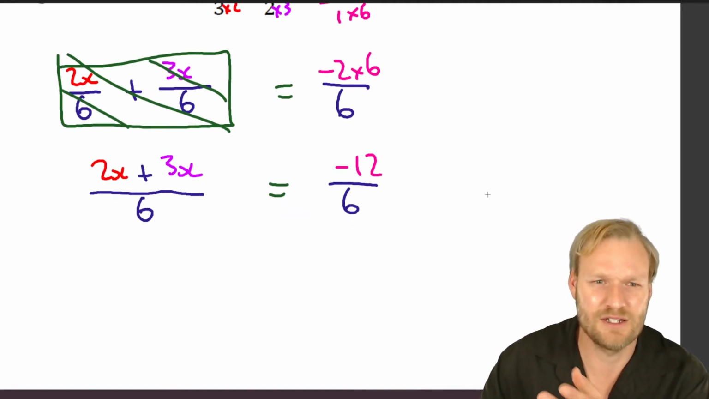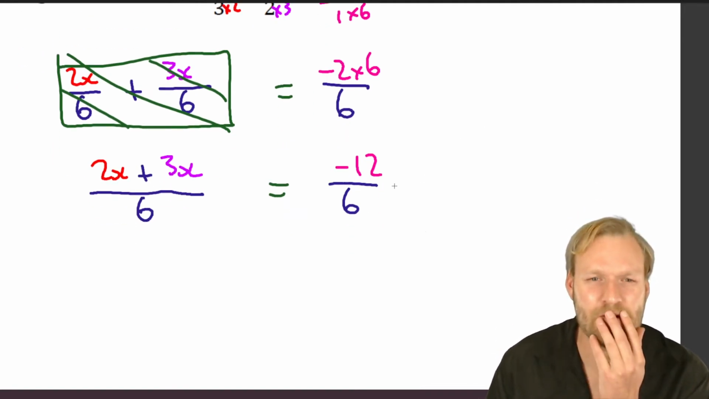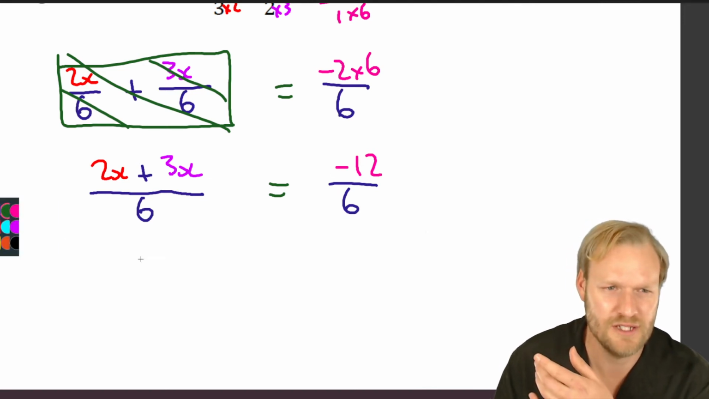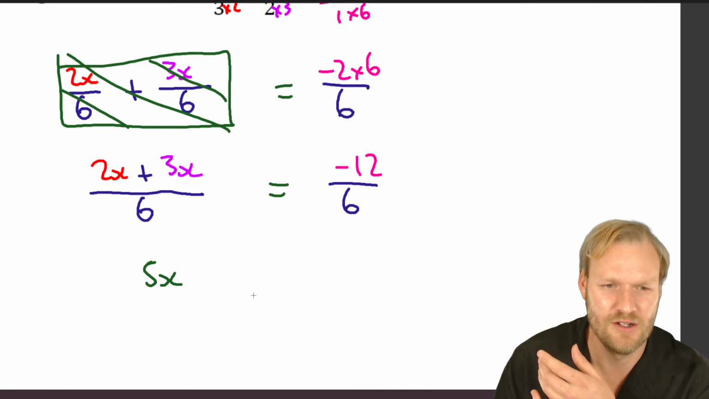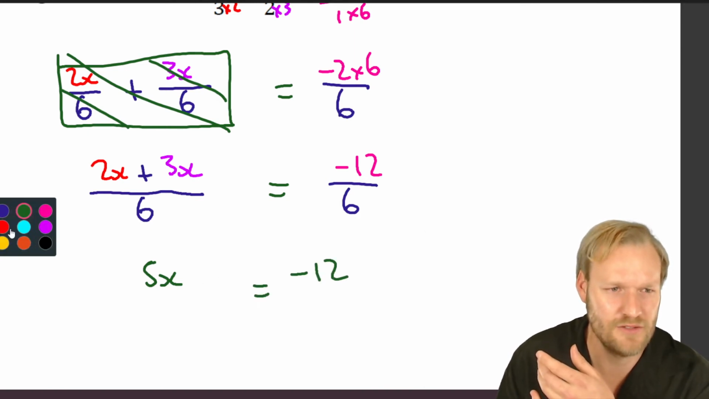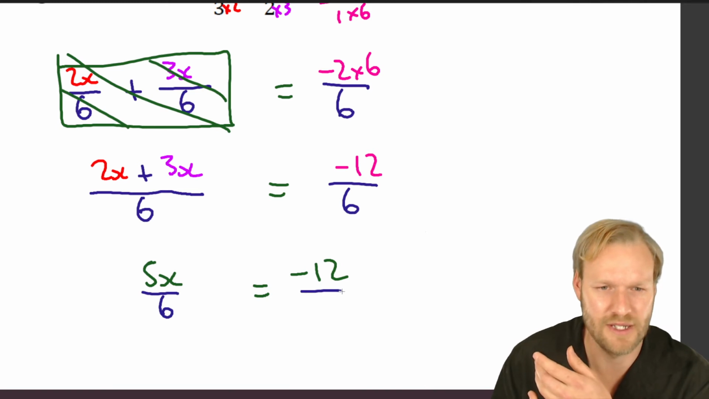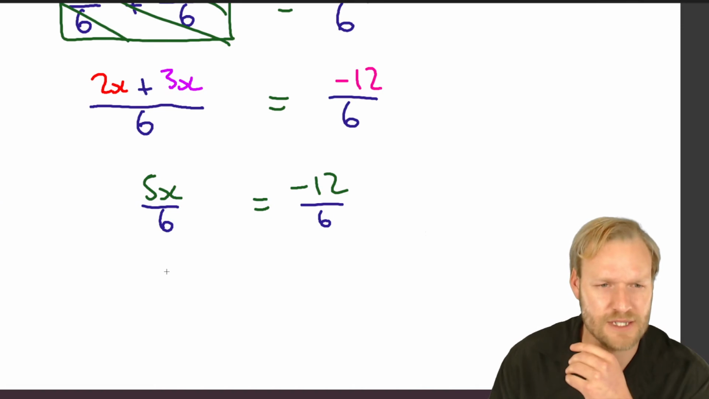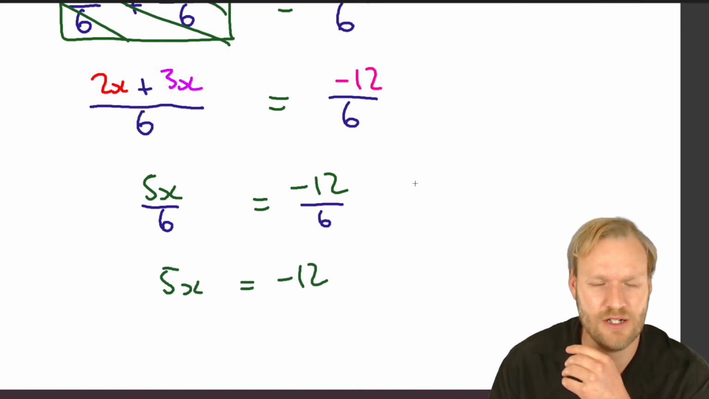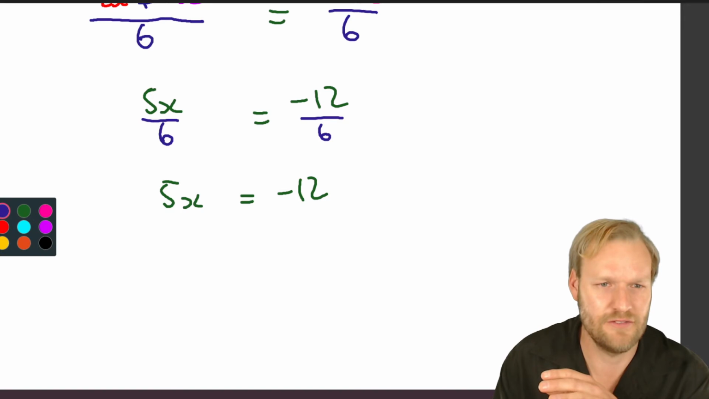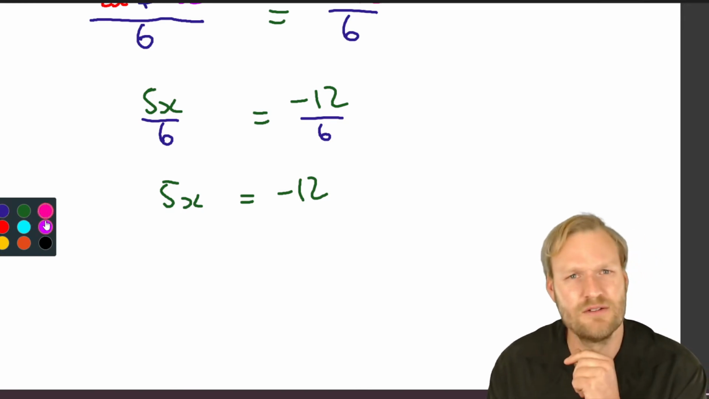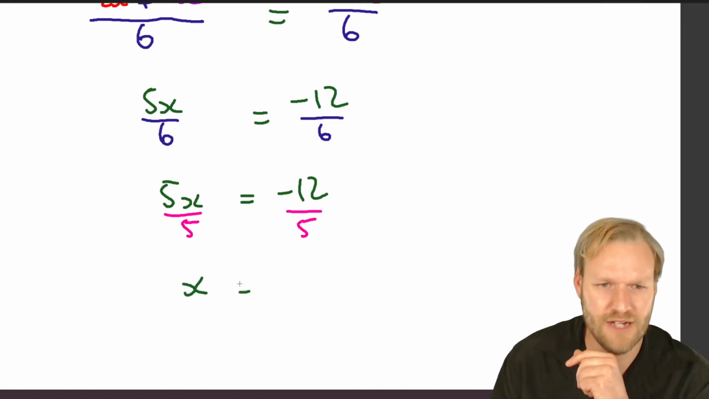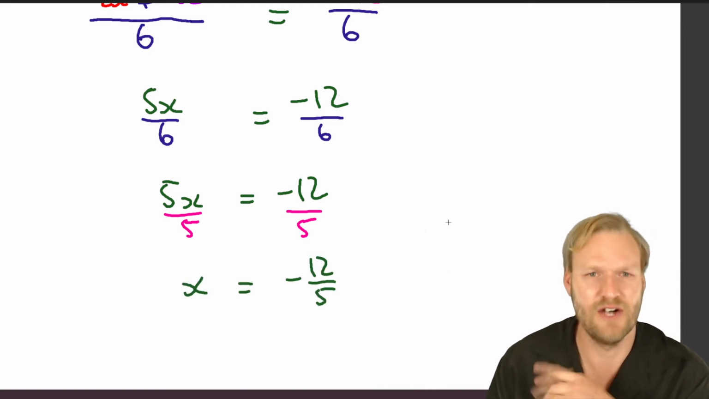Okay, now what's nice is that we can use that idea of denominators are the same, numerators must be the same. So let's show this step, why not? 5x, we got the -12. Now they've got the same denominator of 6. Therefore, the numerators must be the same. So 5x equals -12. So therefore, how are we going to find out what x is? Well, divide by the coefficient. So x equals -12 over 5.